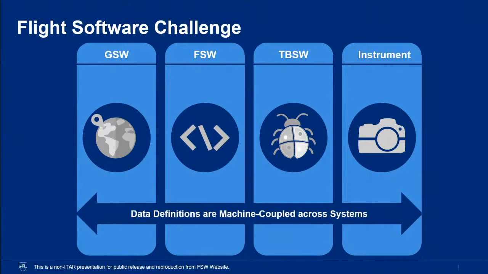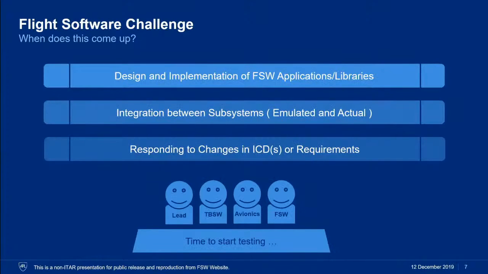And the places where this would be useful come up when you're designing your flight software applications and libraries. It comes up when you start integrating between subsystems in flight software. And it comes up whenever something changes. When during testing you come up with something that needs to update on flight software to properly interact with a subsystem. And for what we're talking about today, the biggest impact that we're going to be talking about is when you start testing. When you start bringing in the subject matter experts for the test from the individual teams participating, and they all need to agree, and everyone needs to figure out whether or not their system is working.